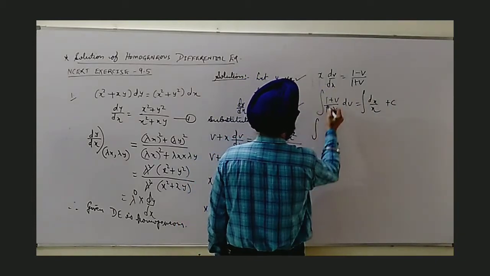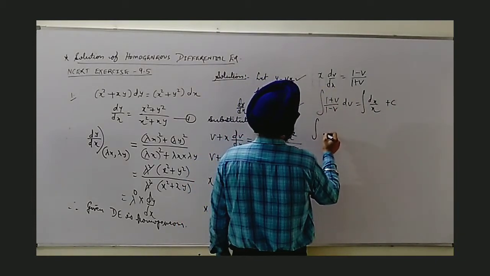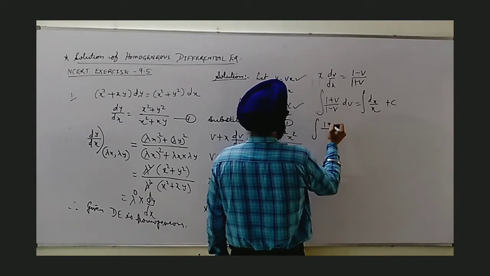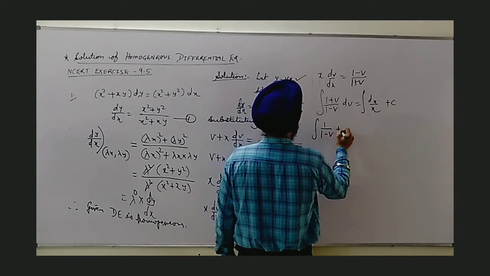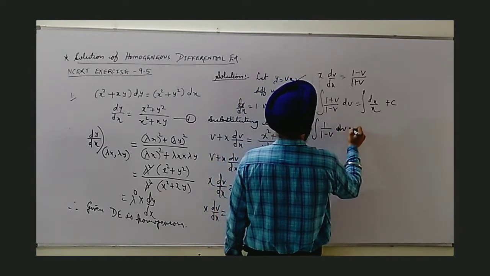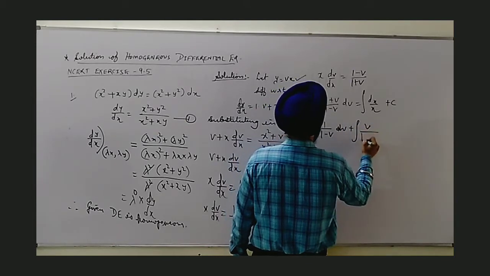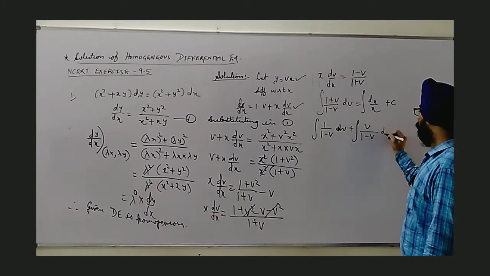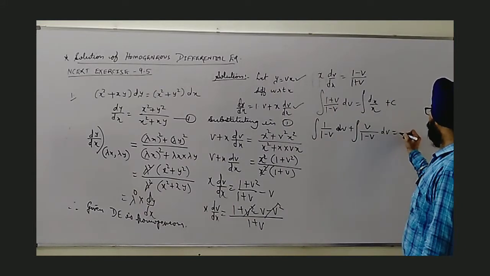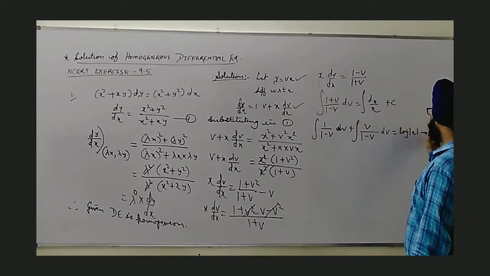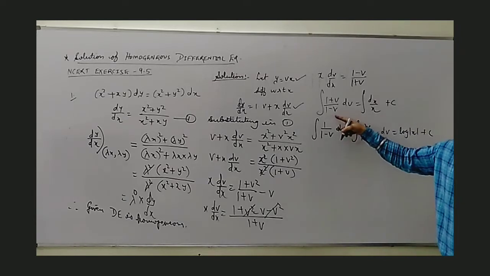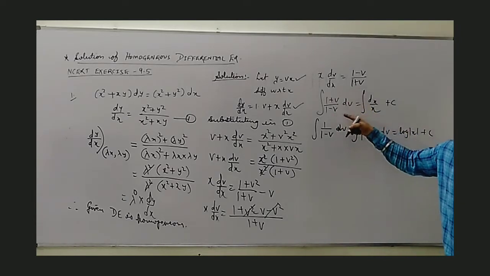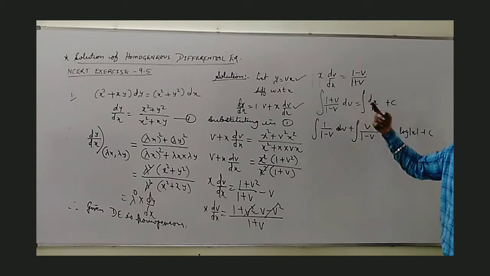Here we can write it as 1 upon 1 minus v dv plus v upon 1 minus v dv. This way it's log mod x plus c. Here there are different methods. As you can see, the degrees of numerator and denominator are equal, so you can apply different methods.